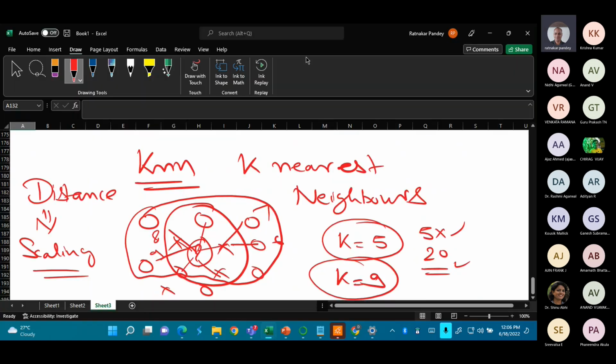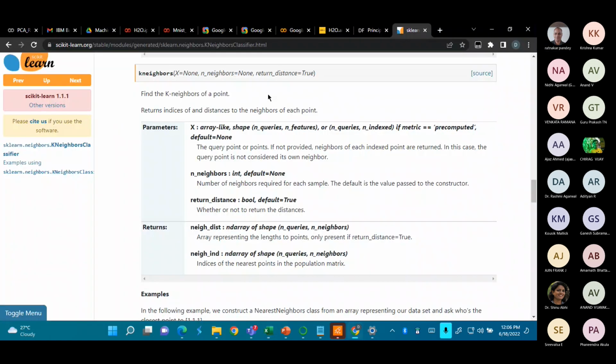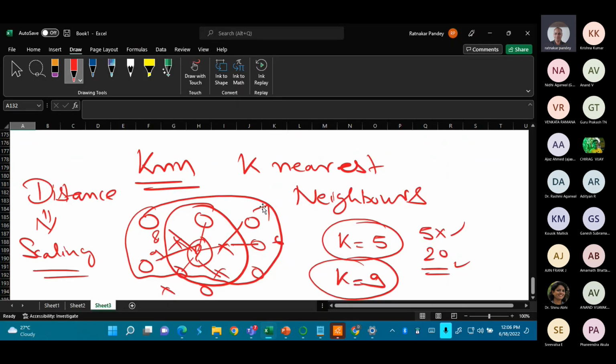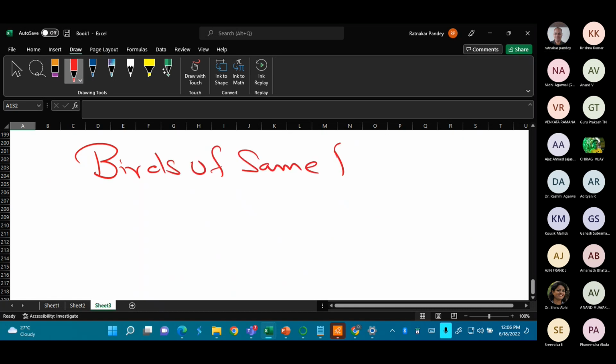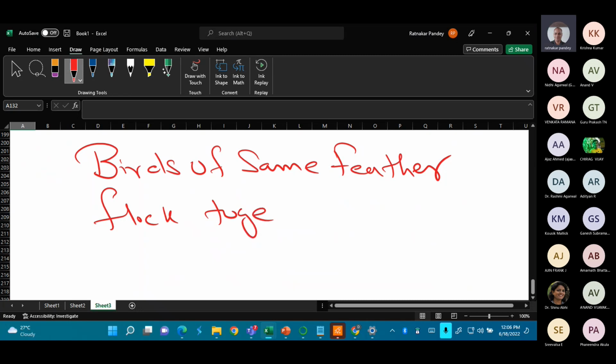And while it is running the code, let's look at classification and regression. What will happen in regression? Let's say the same example. Basically, the concept it uses is birds of a feather flock together. If you know who your neighbors are, I can tell you pretty much about yourself.